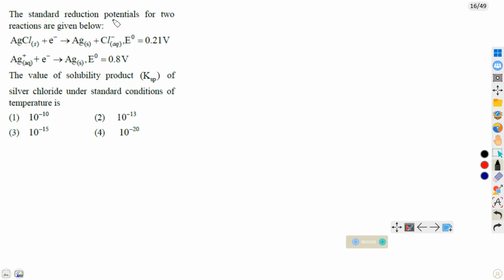The standard reduction potentials for two reactions are given below. The value of the solubility product of silver chloride under standard conditions of temperature is. Solubility product of silver chloride, AgCl. AgCl is an AB type of salt. It dissociates like Ag plus, Cl minus. Which ions are formed as product? Ag plus ions and Cl minus ions are formed as product. In the first equation, Cl minus is a product. So the first equation is right as it is.